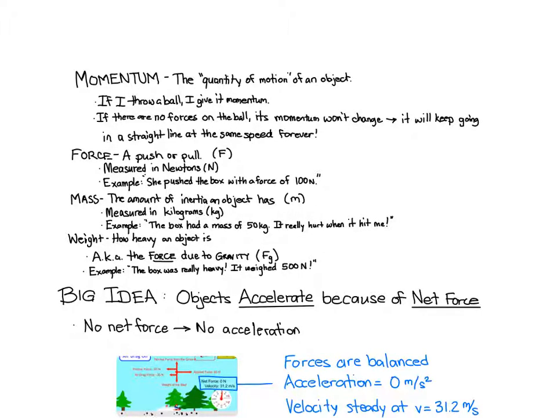All right, so anyway, mass. Example: the box had a mass of 50 kilograms. It really hurt when it hit me. Got it? So that's mass. Weight: the box was really heavy. It weighed 500 newtons. Got it? So you should be able to use all of these in a sentence.